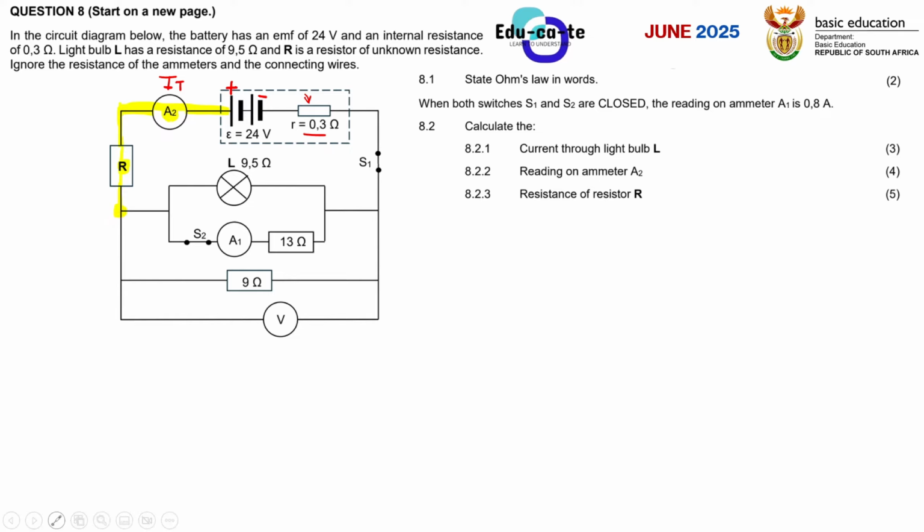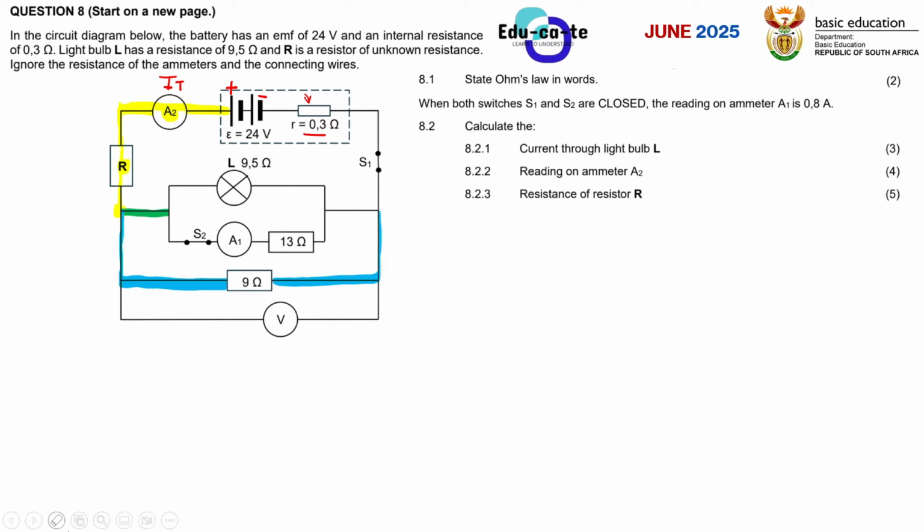I'm going to use different colors to highlight that some of the current will split and go in that direction, and then some of the current will split and go down there. So this is the current that will split and go down through this 9 ohms resistor, and then it will flow until it reaches back at this point. Remember, the current cannot flow through a voltmeter. A voltmeter has very high resistance, so the current cannot flow through a voltmeter.